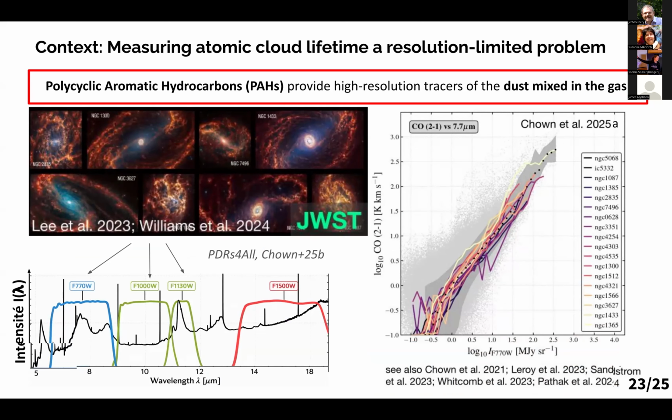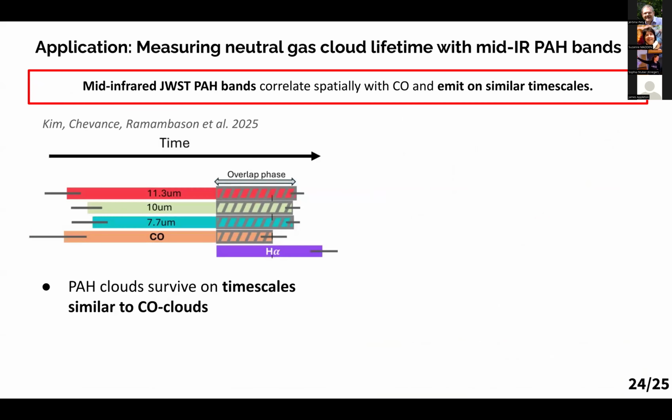So this idea comes from an empirical correlation between the CO measurements and some of the dust bands that are tracing this PAH emission, for example, the 7.7 band. So in a recent paper, we measured the timescale associated with the different photometric bands available in the JWST. And we found that the PAH clouds that are traced by this band are actually surviving on timescales very similar to the CO clouds. So once you have PAHs, they provide shielding that is sufficient to allow the formation of CO on timescales that are really short.